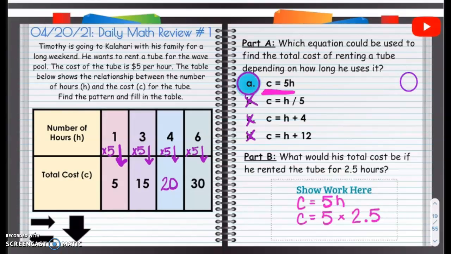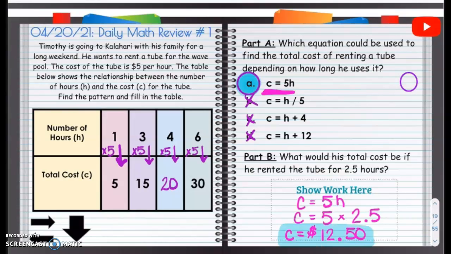so it's going to be a little more than 10 actually. So if you do 5 times 2.5, it's going to be actually 12.5. So the cost would be $12.50. I'm actually going to move this over. There we go. It's going to be $12.50. So that is going to be it for that part.